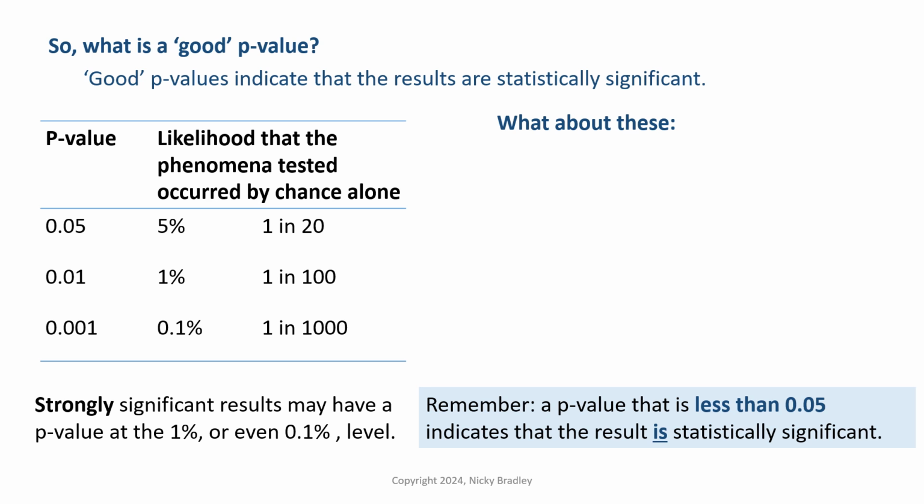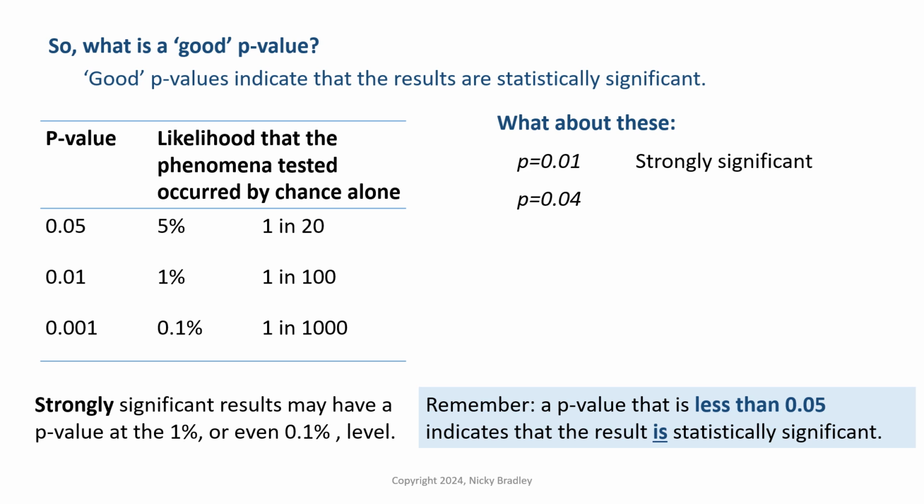So, okay, what about these? Let's go through some. P equals 0.01. Well, we've got that one over on the left, haven't we? It's an easy one to start with. There is a 1 in 100 probability that these results were due to chance alone. Is it less than 0.05 is what we're really interested in? And of course, yes, it is. 1 is less than 5. So that is strongly significant.